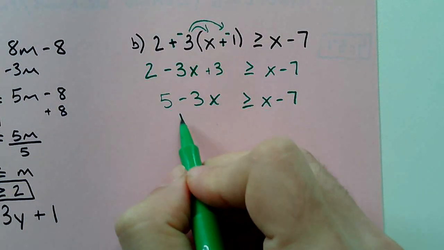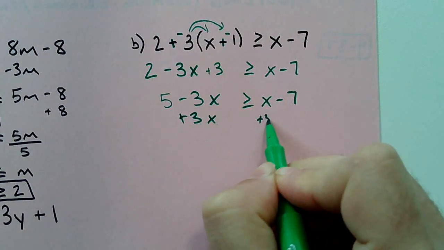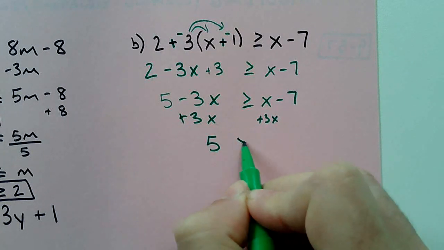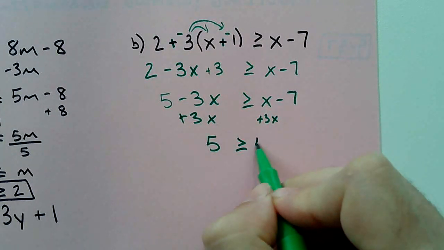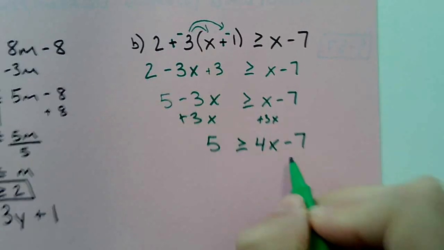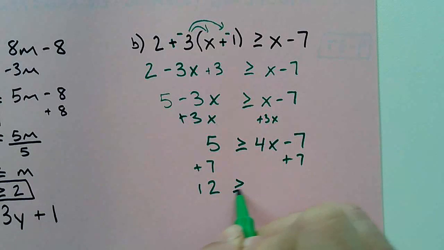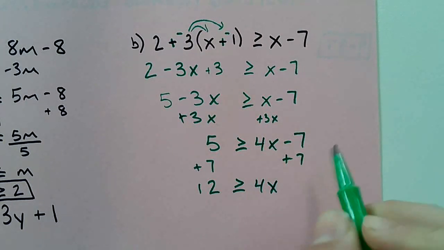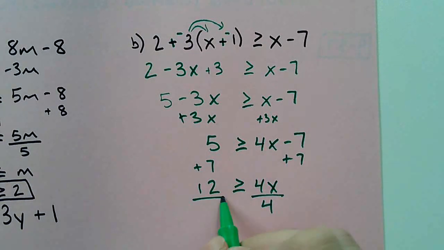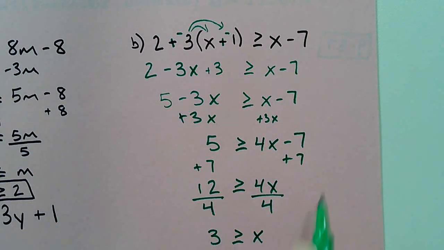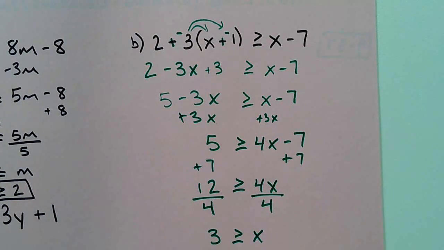Add 3x on both sides. 5 is greater than or equal to 4x minus 7. Add 7. 12 greater than or equal to 4x. And again, divide by 4 because I'm dividing by a positive. No need to switch my sign. And again, if I want to rewrite this, have to switch everything around. So either one of these would be okay.